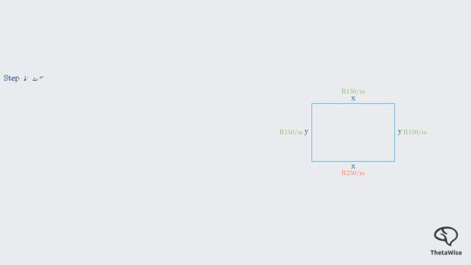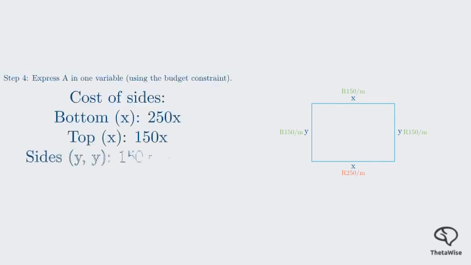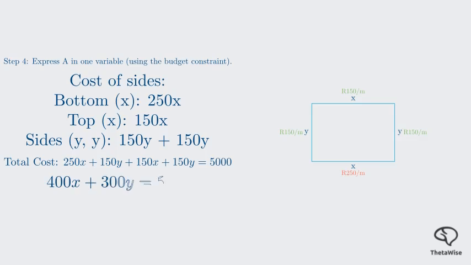Let's calculate the cost of each side. The top and bottom sides are both length x. The bottom costs R250x and the top costs R150x. The two vertical sides are both length y, and each costs R150y. The total cost is the sum of all these. 400x plus 300y must equal 5,000.